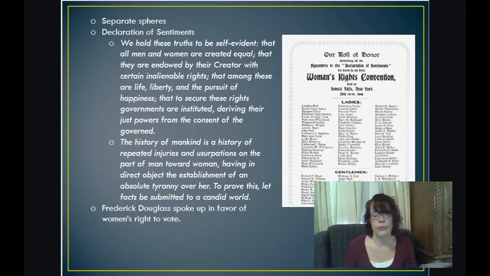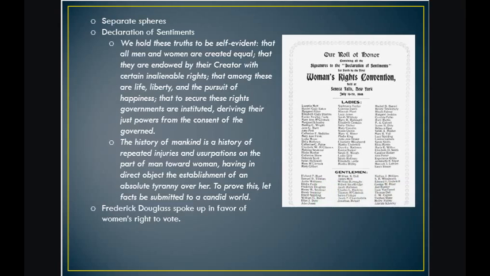So I'm going to read just a part of the Declaration of Sentiments, which you're going to notice is patterned after the Declaration of Independence that I discussed in my first lecture. "We hold these truths to be self-evident, that all men and women are created equal, and that they are endowed by their Creator with certain inalienable rights, that among these are life, liberty, and the pursuit of happiness, that to secure these rights, governments are instituted, deriving their powers from the consent of the governed.